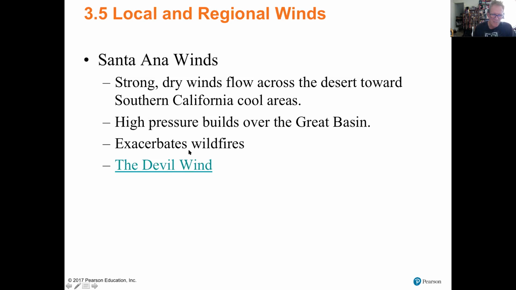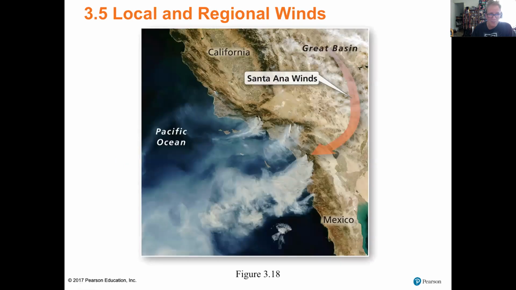There's nothing on the test about this, but it's very interesting because it's called the devil wind. It's just a little video that kind of shows you how these Santa Ana winds work. So here's the Great Basin over here, flows down over the mountains, goes through the valleys, compressed, so therefore it heats up and picks up velocity.